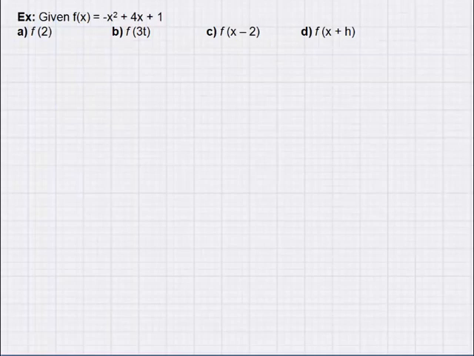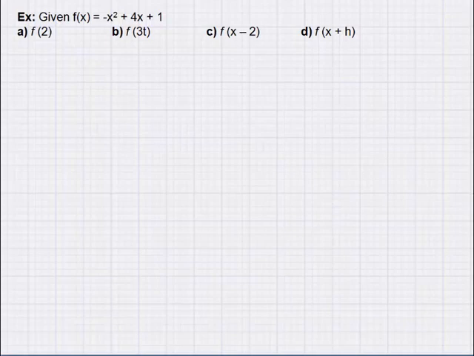The next thing we have to do is learn to evaluate a function. So here's a particular function, f of x equals negative x squared plus 4x plus 1. Now, I don't have to check to see if this is a function. Given that it's written in function notation, I know it's a function. So the next thing I want to do is evaluate that function. I want to plug something into this function and figure out what the answer is.